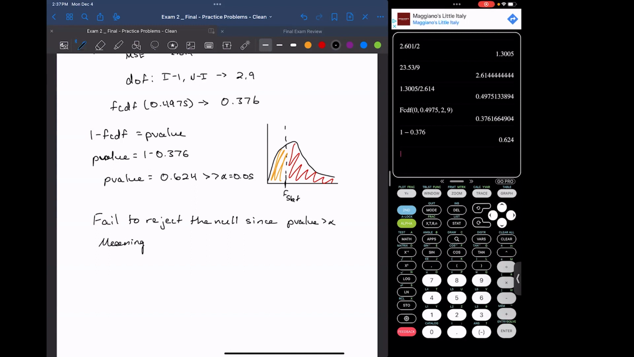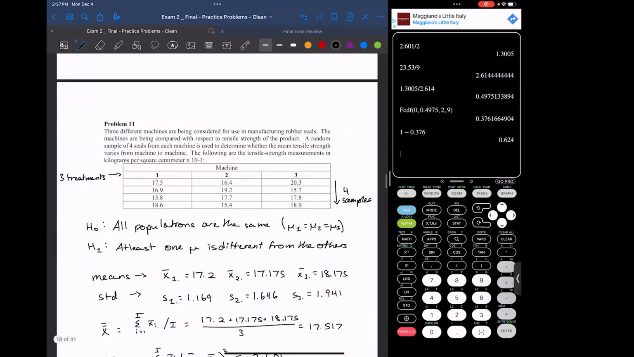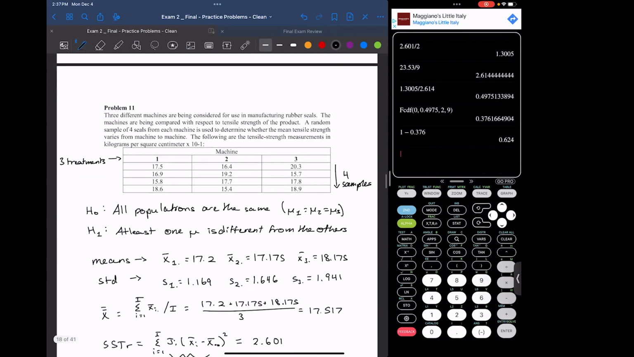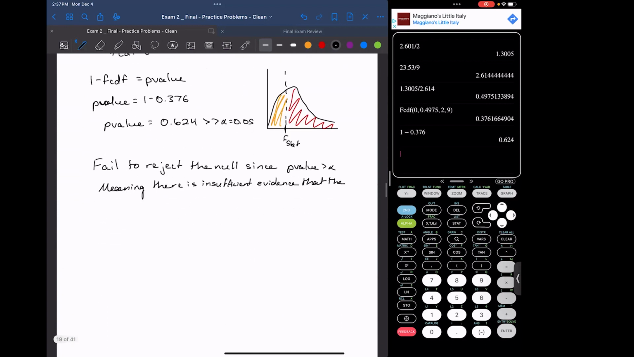meaning there is insufficient evidence that the machines are being compared to, oh yeah, so that the machines are different. And that is it. That is your final answer.